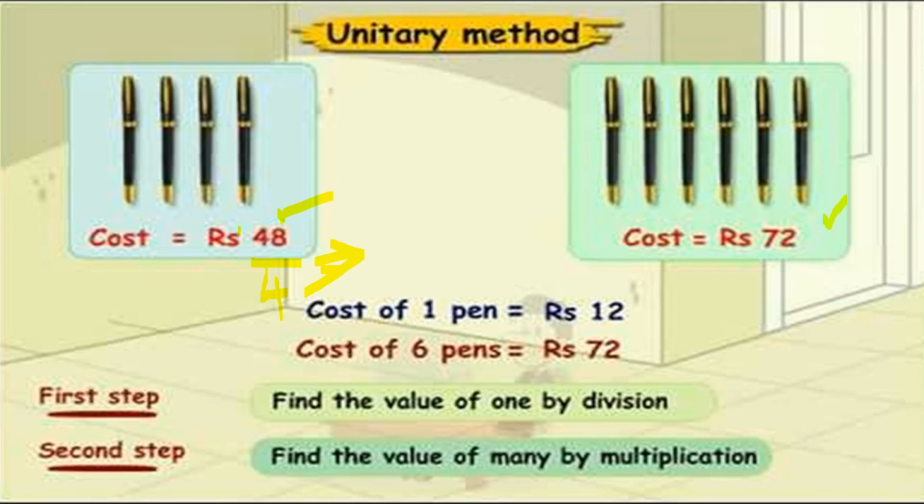Then we want to find the cost of 6 pens. So 6 into 12, what will be the answer? 72. We have to first divide to find the 1 pen. We want to find many, 6, so we have to multiply. In the unitary method, when we want to find only one thing, we have to divide. When we have to find many, we have to multiply. First the value by division, and the second step, the value of many means multiplication. Hope you all understand the concept.